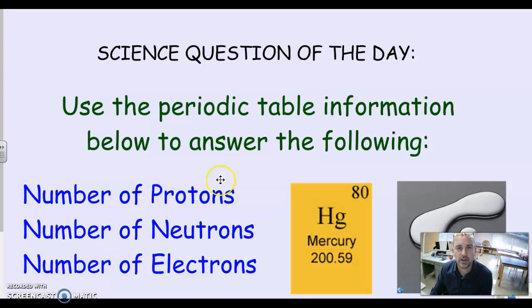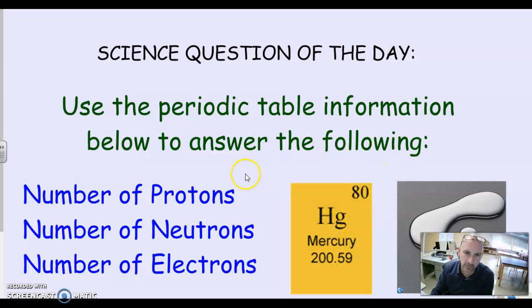Today we're going to learn about the periodic table and what all those squares mean and how to read it. So let's look at today's question of the day. Could you use the periodic table information below to answer the following questions? How many protons, neutrons, and electrons would be found in a normal Mercury atom?